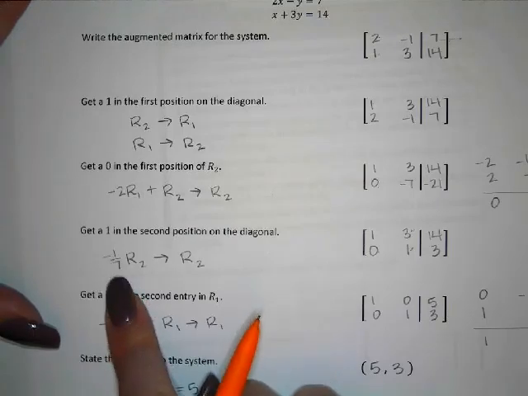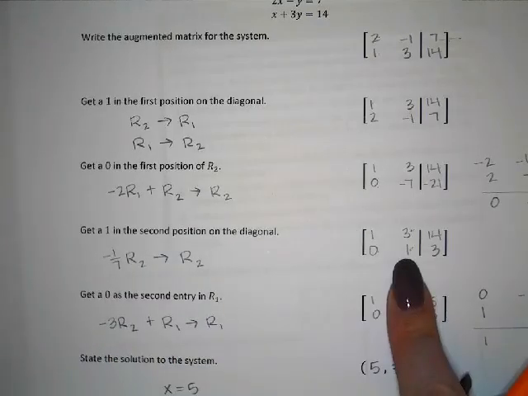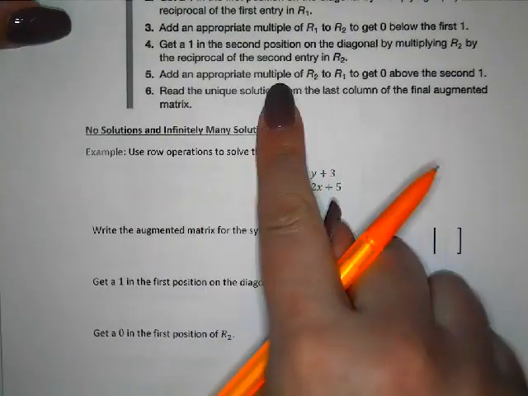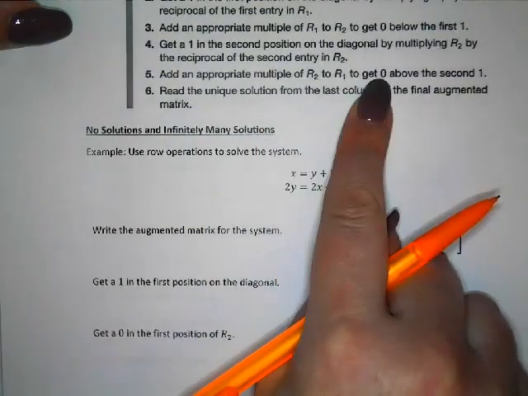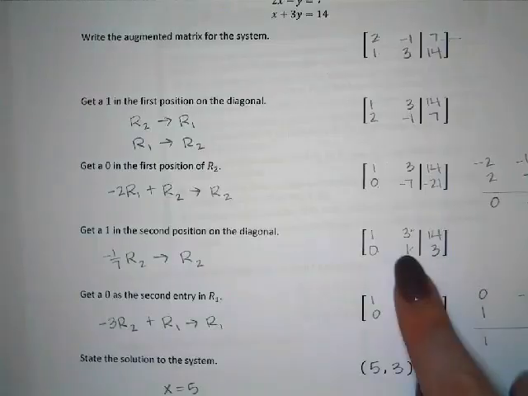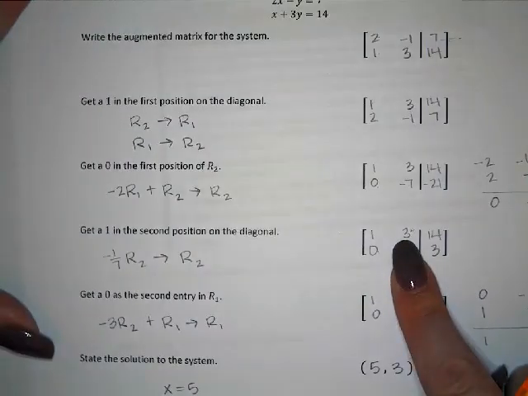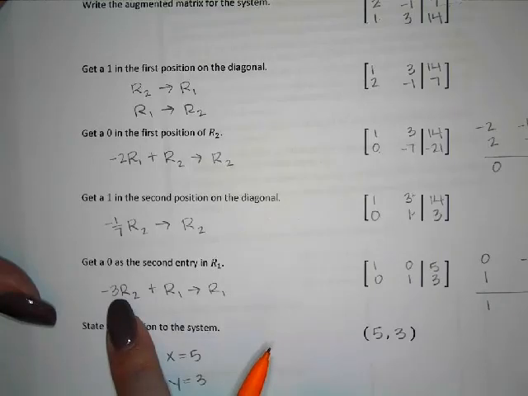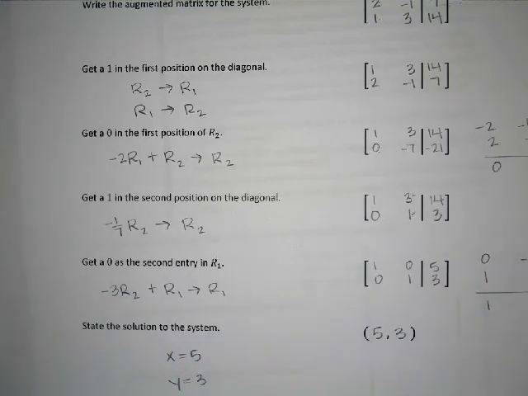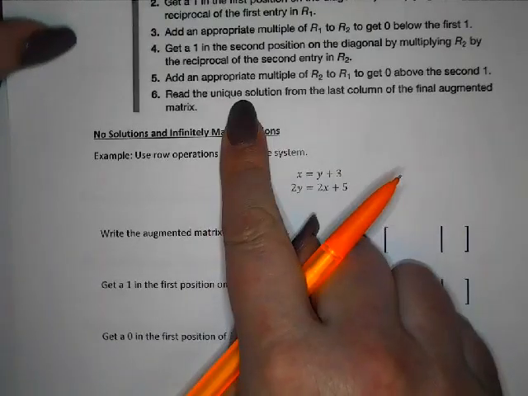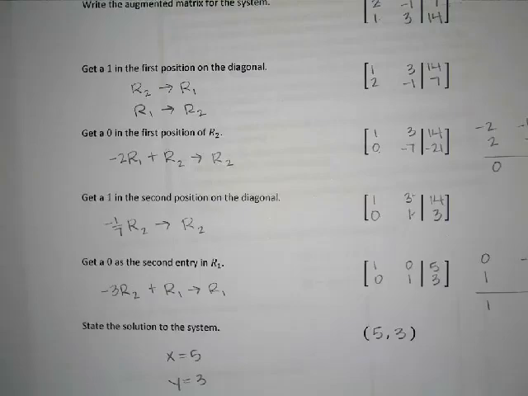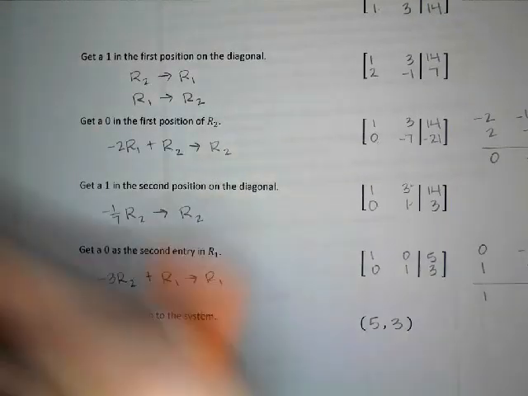Then it says to add an appropriate multiple of R2 to get a 0 above that second 1. So we needed to cancel out a positive 3, so the multiple of R2 was a negative 3. And that gave us 0 in that position. And then once we did that, we could see the unique solution, 5, 3, and that's the solution to the system. Okay, so all you really need to do is follow through these steps, which is what we did here.